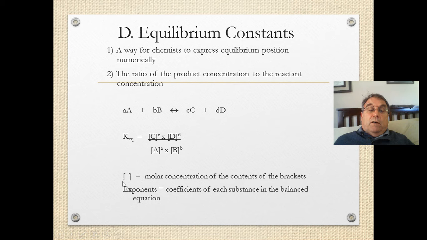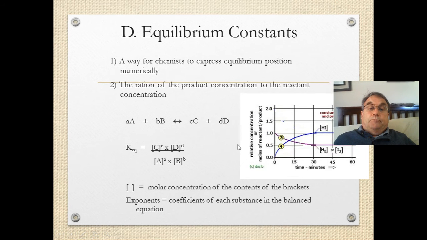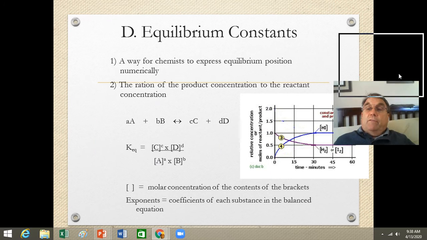So just a reminder that a square bracket means that it's the concentration of whatever's in the brackets, and the exponents are the coefficients in the balanced equation. Okay. Now what if I give you a graph?